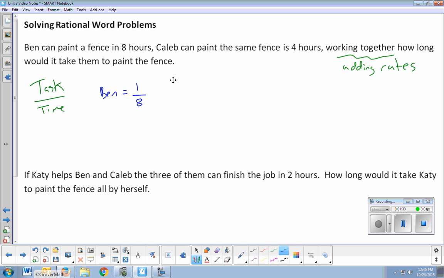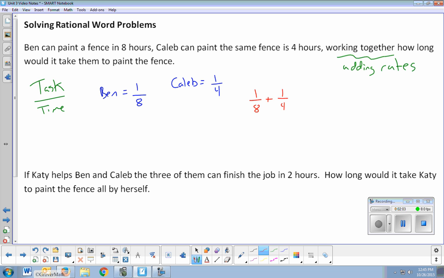And Caleb's rate, well, he could paint one fence in 4 hours. So he could complete the one task in 4 hours. So Caleb's rate is 1/4. And the closer this is to 1 over 1, the faster. So 1/4 is faster than 1/8, comparatively. But if I add these rates together, that would be 1/8 plus 1/4.